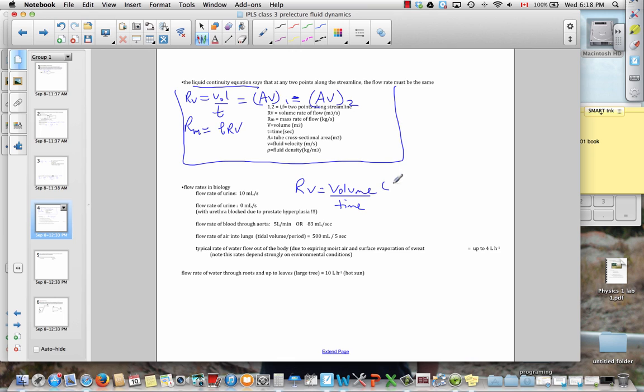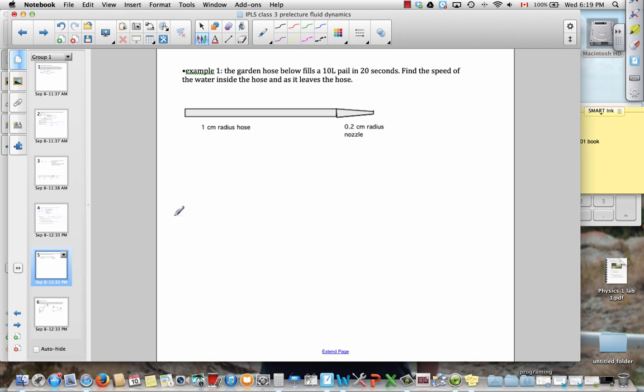And volume units can be liters, cubic meters, or milliliters. The standard unit, of course, is cubic meters. And time units can be hours or seconds or years. So any ratio of volume to time is a volume rate of flow. Let's do a simple example.